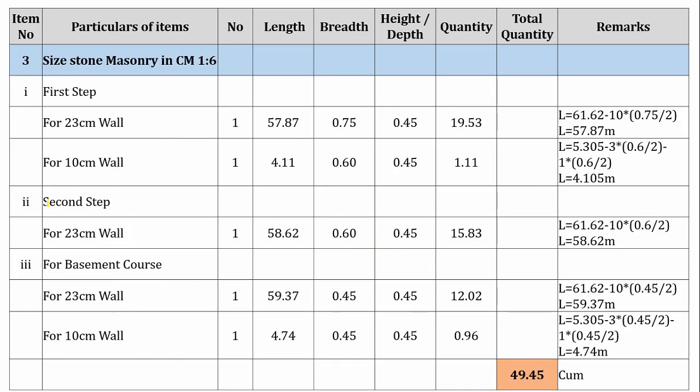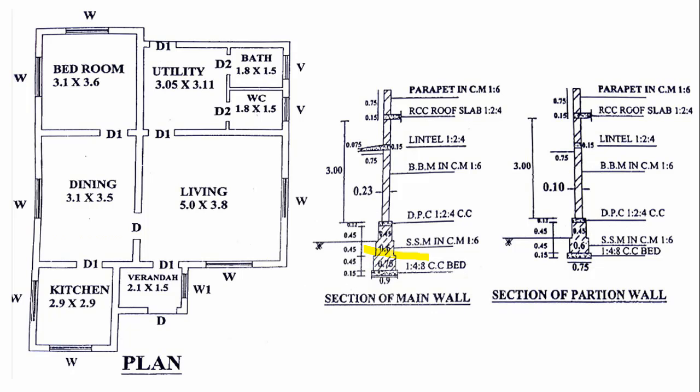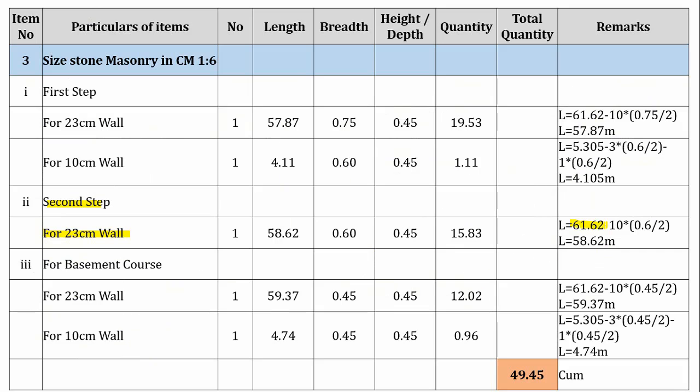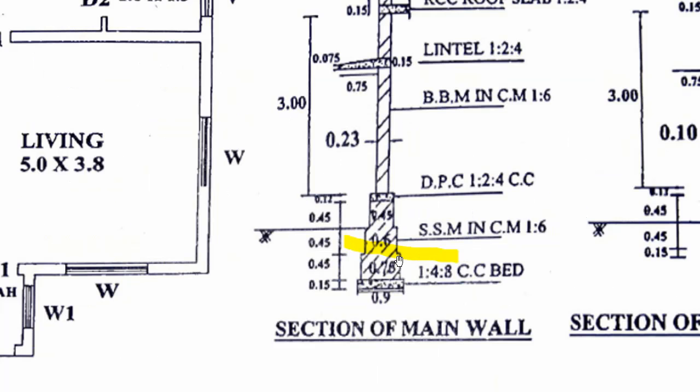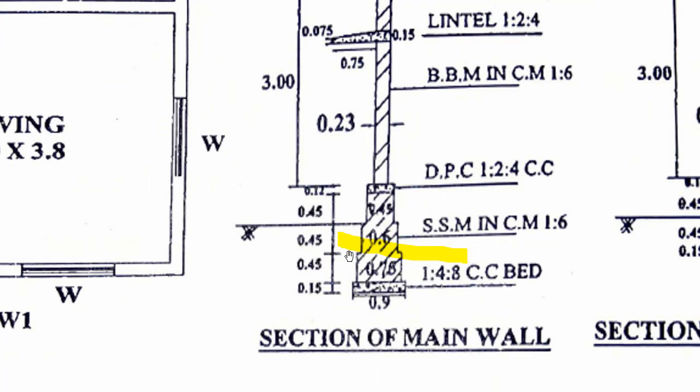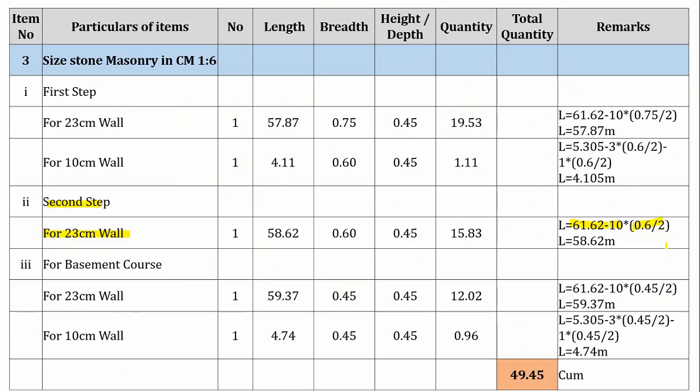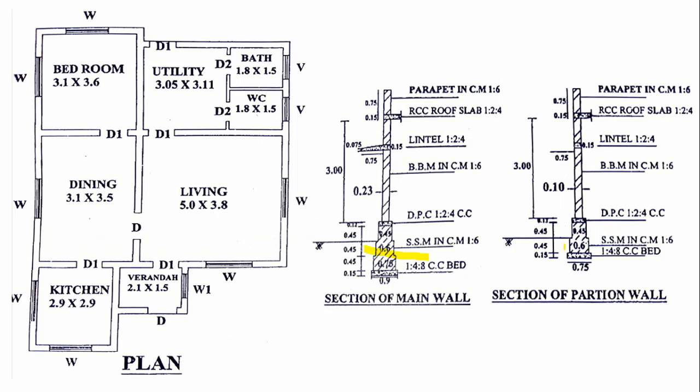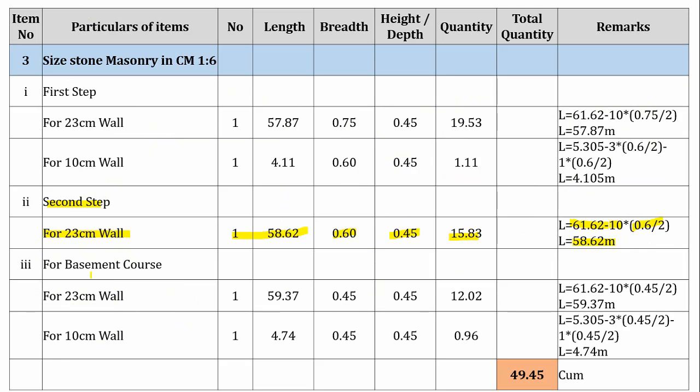For the second step, 23 centimeter wall, again the same formula: center to center length minus n into b divided by 2. B is how much? Here you can see 0.6. Depth is 0.45. Therefore it is 0.6 divided by 2. Therefore this will be equal to 58.62. Width is 0.6, depth is 0.45. You will get this answer. In the 10 centimeter wall we don't have a second step, so the second step will not come.